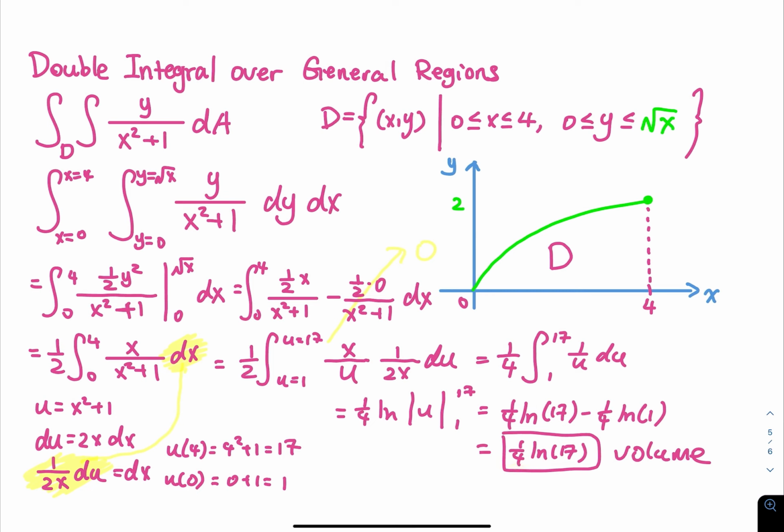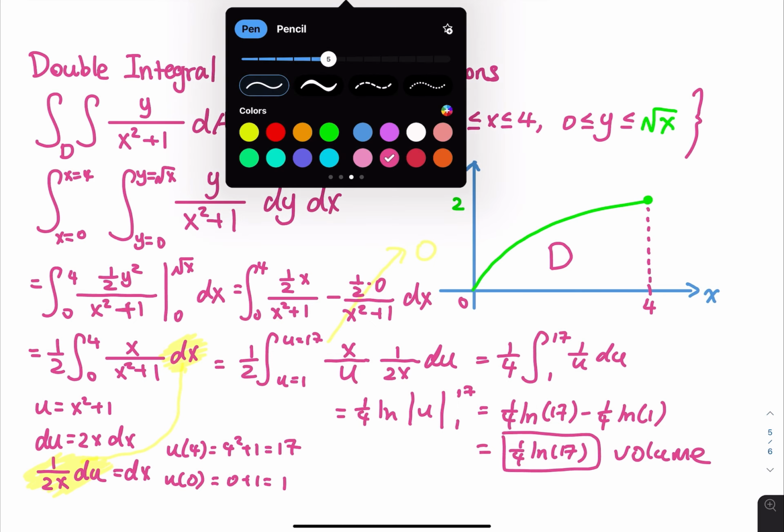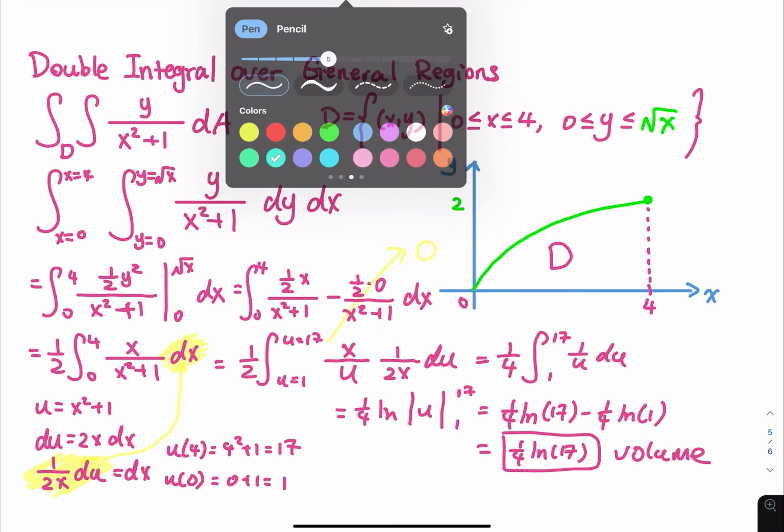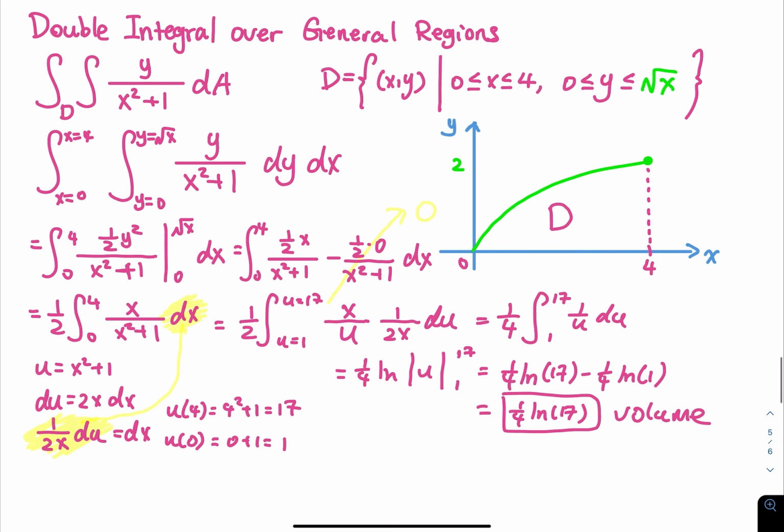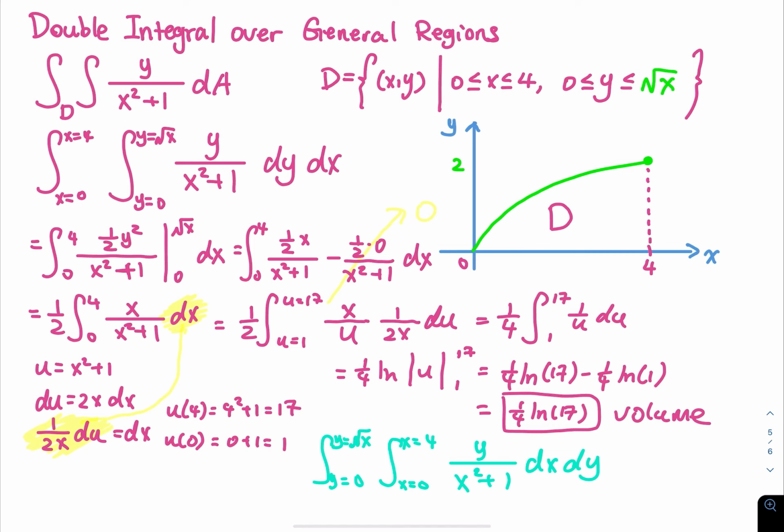Now, there is another question that I must answer: can we swap the dy dx? Can we do a dx dy integral? Let's drop this integral down. So the question is, can we do a double integral of the function y divided by x squared plus 1, and then we have a dx dy, right? Is this correct? So for the dx, x will be from 0 to 4, and then y will be from 0 to square root of x. Is this correct? This is not correct.